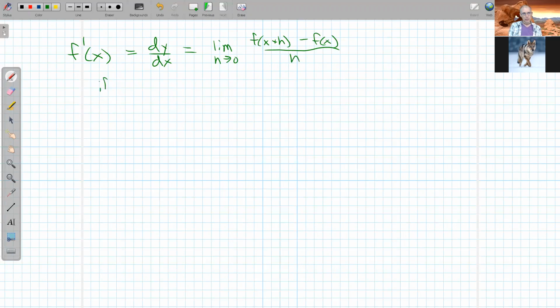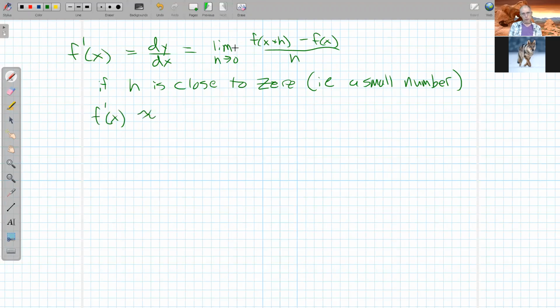Now, if h is close to 0, a small number, then f prime of x is approximately equal to, forget about the limit, it's just approximately equal to this fraction. So f of x plus h minus f of x over h. And h here is just that being close to 0. It's just a small change in x.